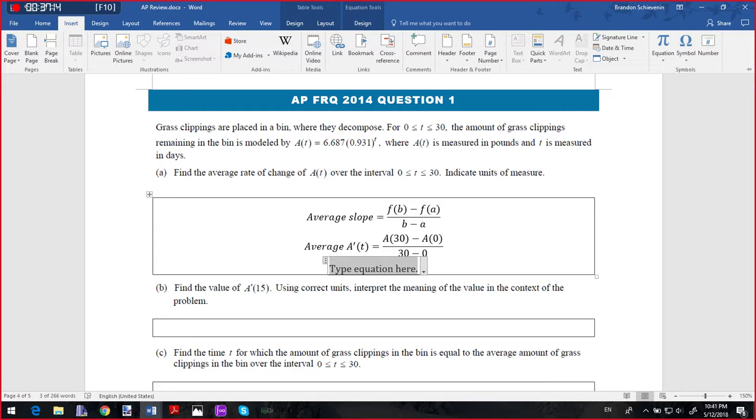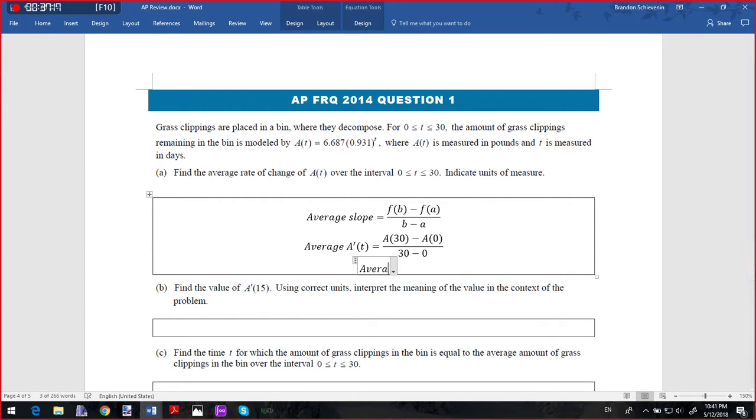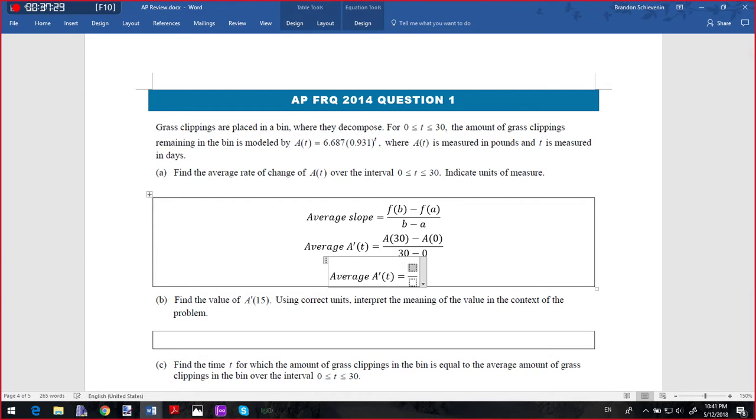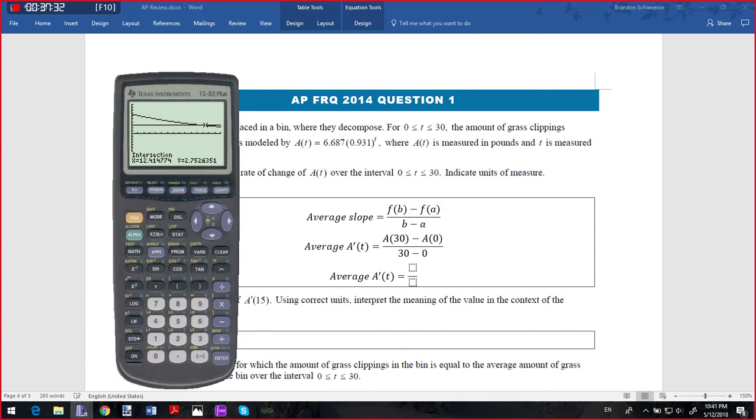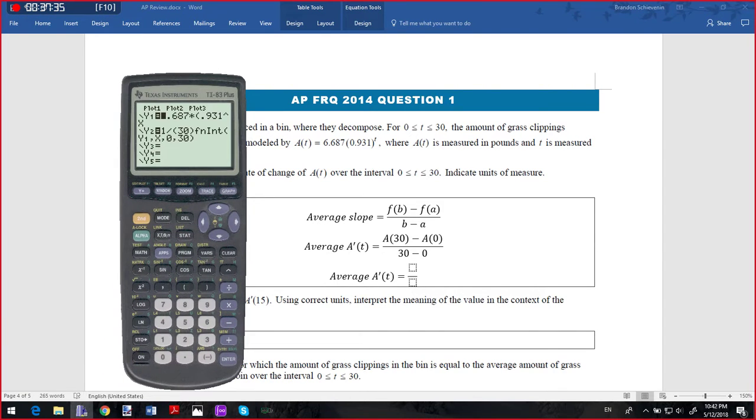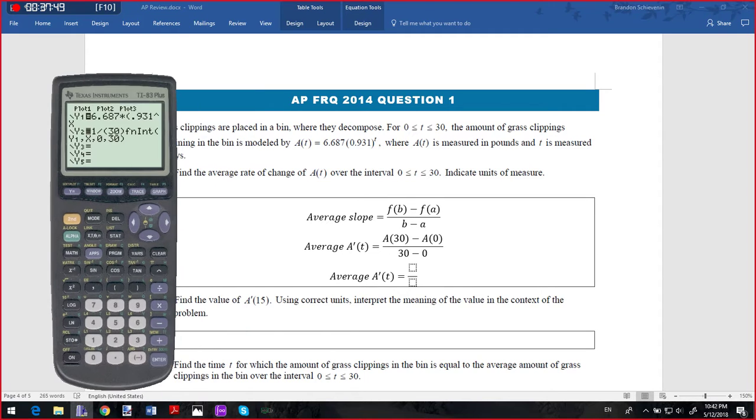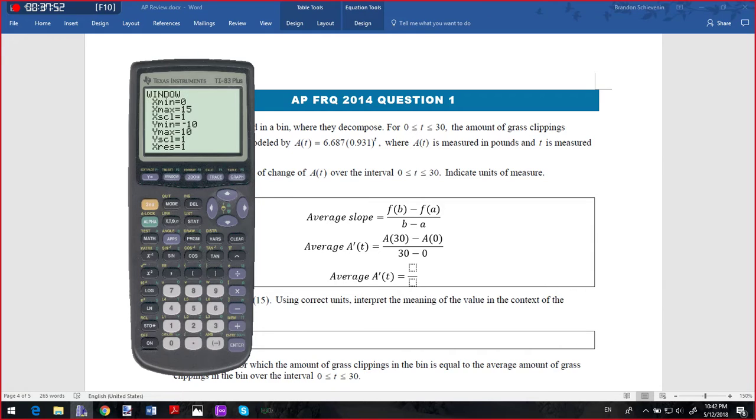So then I just need to get these points. So my average A prime at t is going to be equal to, I need to keep this capital since we have two A's in our problem. Okay, let me jump back into the calculator and figure out what this is going to be at 30 and at 0. So let me turn this off for now. Our formula is 6.687 times 0.931 raised to the x power. And then I'm going from 0 to 30, so I'm going to change my window to go from 0 to 30.